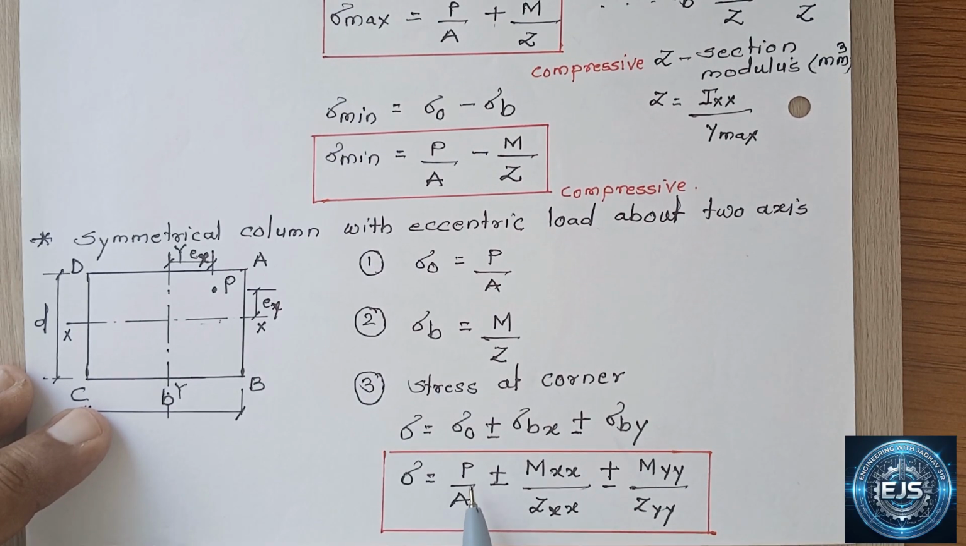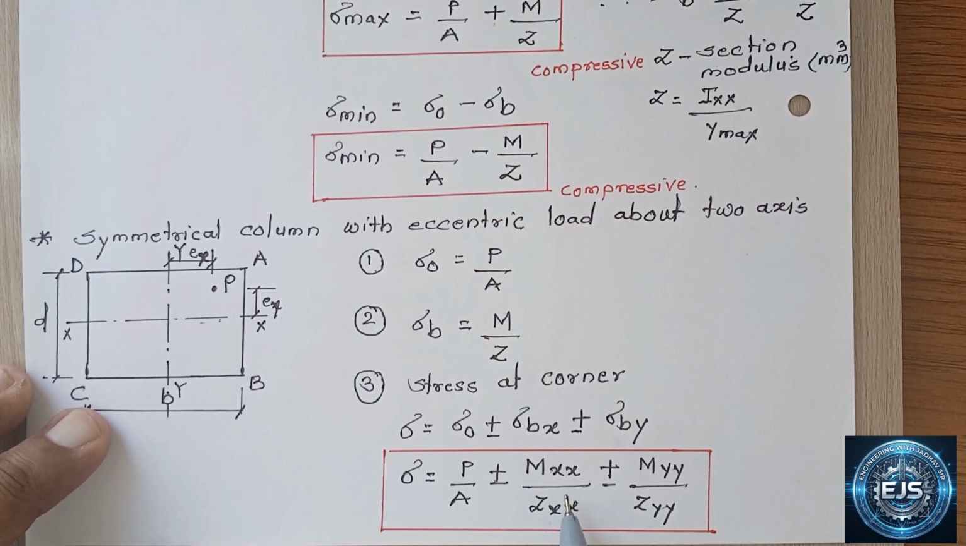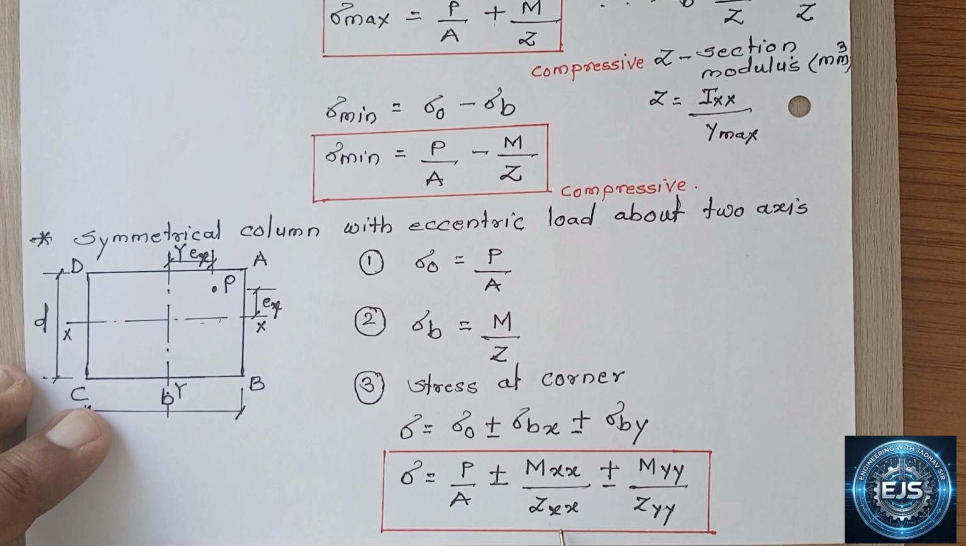सो सिग्मा इज इक्वल टू P by A, दैट इज डायरेक्ट कॉम्प्रेसिव स्ट्रेस, प्लस और माइनस सिग्मा बी एक्स. कैसे कैलकुलेट करेंगे हम? Mxx बेंडिंग मोमेंट अबाउट x एक्सिस अपॉन सेक्शन मॉडुलस Zxx. So Mxx upon Zxx gives us the sigma bx, and similarly sigma by is Myy upon Zyy.